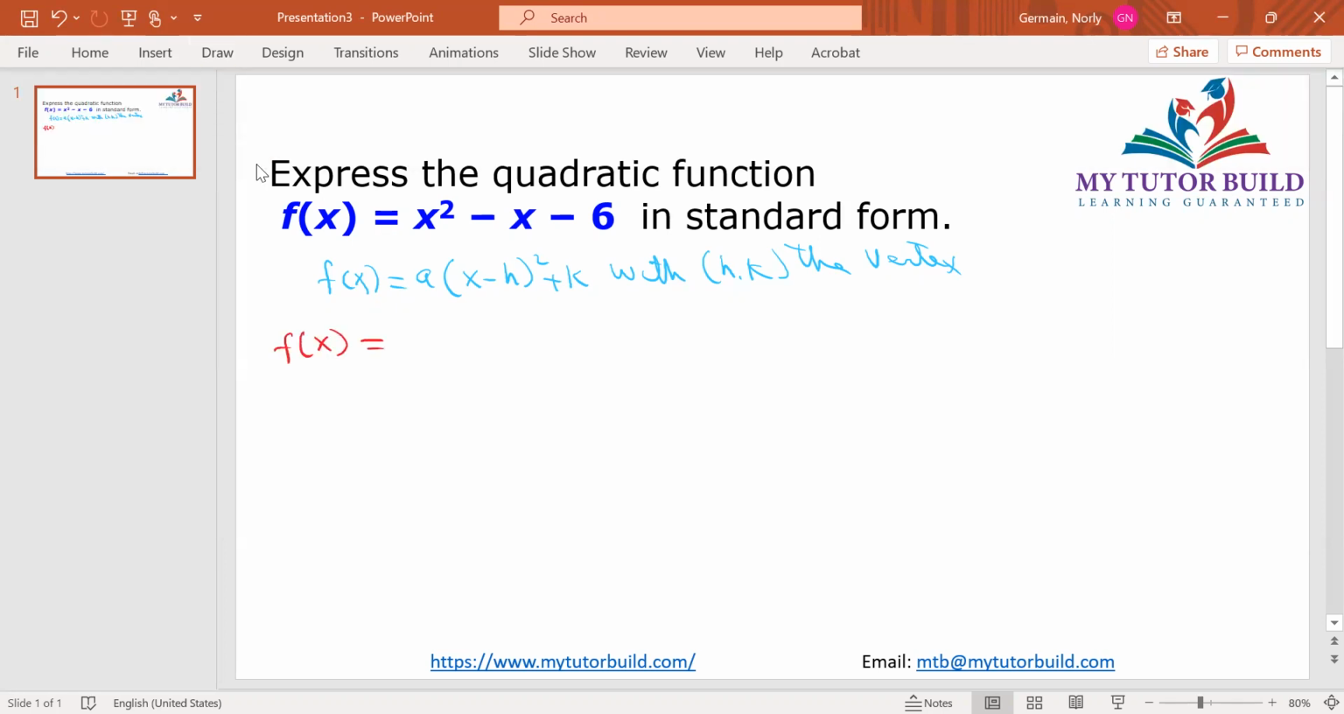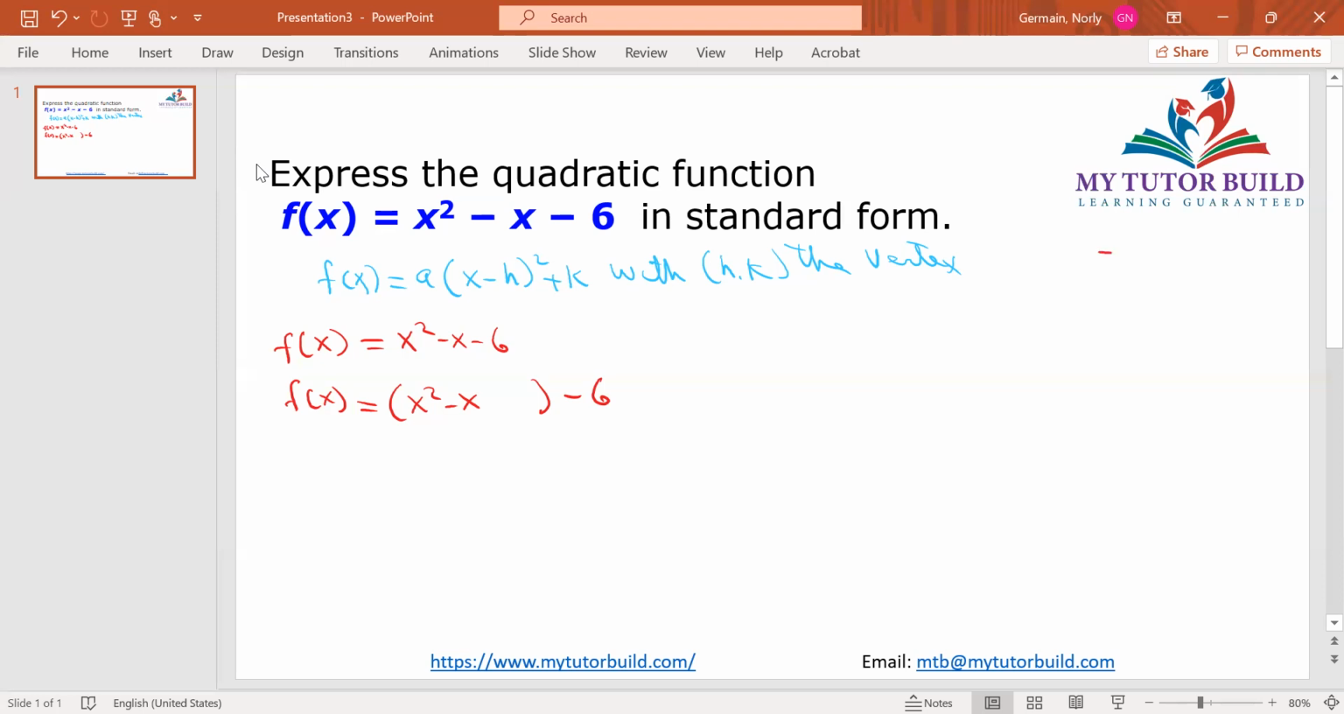We're going to combine the x terms. From the function x squared minus x minus 6, we can rewrite it as x squared minus x, leave a space, minus the constant term. Now, in this space, I'm going to add something, and what I'm going to add comes from the coefficient of x.